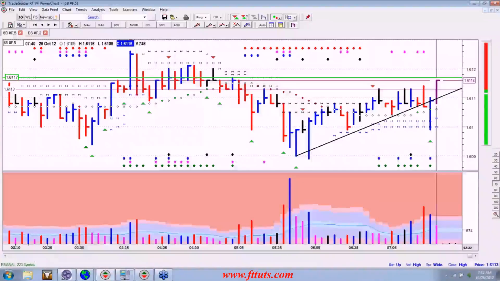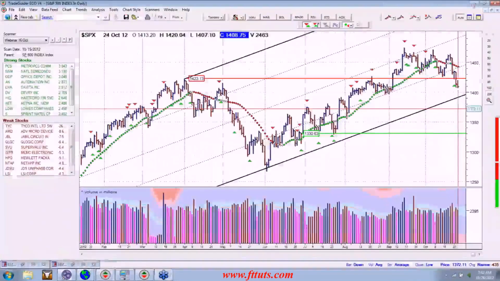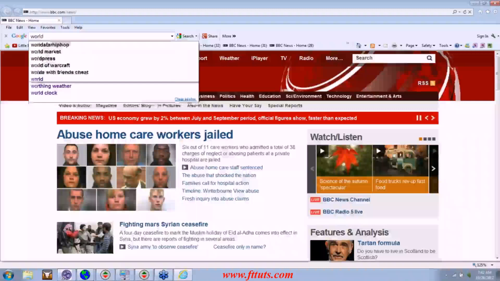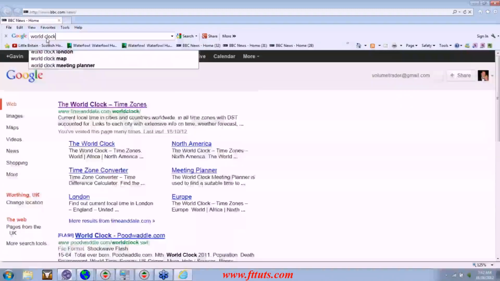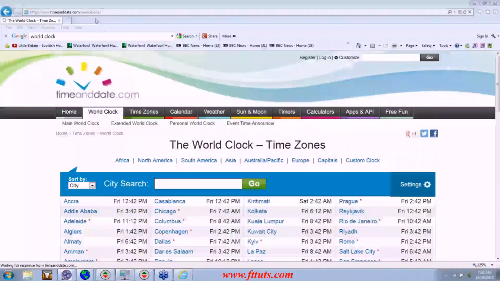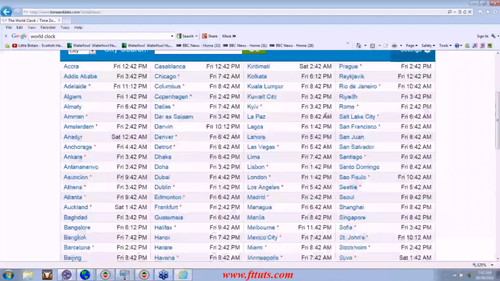Okay, what was the world clock link? If you go to Google and just type in world clock, hit that, click on that link there, timeanddate.com/worldclock, that gives you all the different time zones. It's a very helpful little website. You can see, for instance, in Chicago it's 7:42 or 7:43 a.m. In London, it's 1:45 in the afternoon.